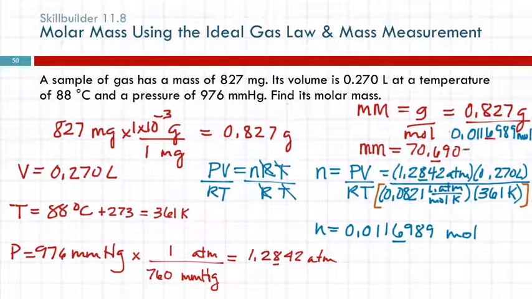we're going to get 70.7 grams per mole. And there's the answer hiding in the middle of the slide. Well, actually, it's not in the middle. It's way over on the side.